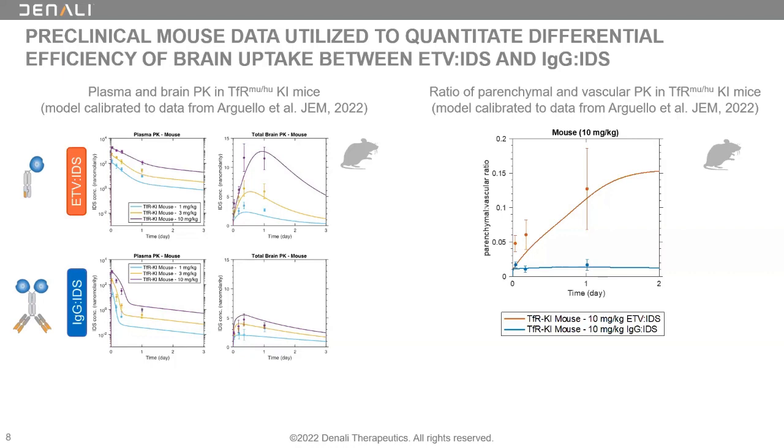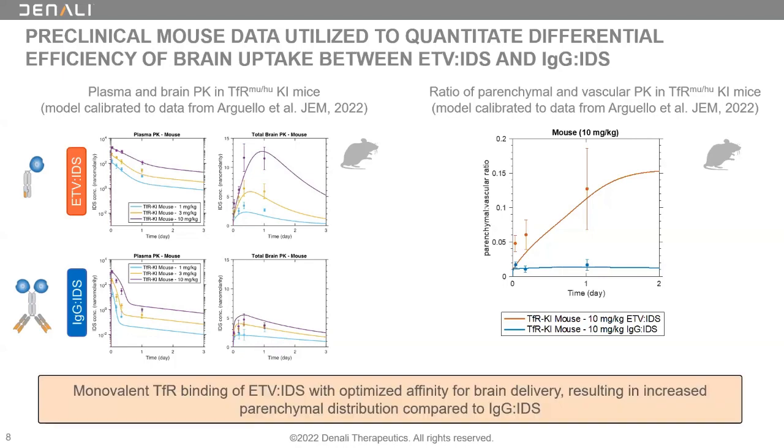And over here, we see significant differences in the data which the model has been able to capture in the biodistribution of ETV IDS more into the parenchymal space, whereas the IgG IDS, given the TFR affinity and given the bivalent nature of the binding, was essentially trapped, if you may, in the endothelial layer. And this essentially was critical in understanding the biodistribution differences between these two molecules.